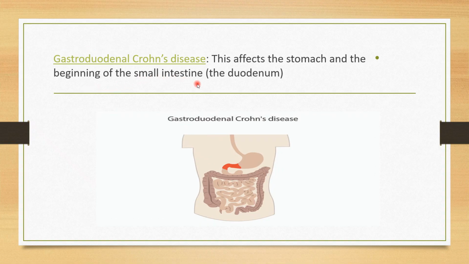Gastroduodenal Crohn's disease affects the stomach and the beginning of the small intestine, the duodenum, and it is diagnosed by gastroscopy or upper endoscopy and taking a biopsy for histopathology. The doctor diagnoses Crohn's disease. Gastroduodenal Crohn's disease affects only the gastric area, the stomach, and the duodenum. The duodenum is the first part of the small intestine.